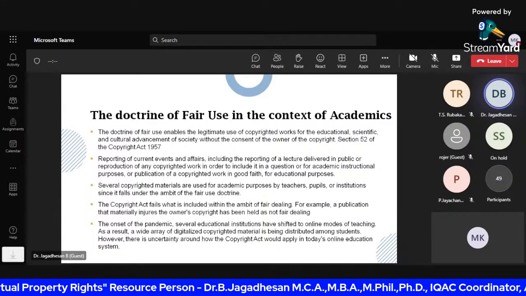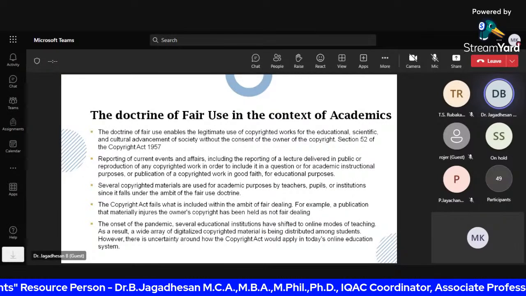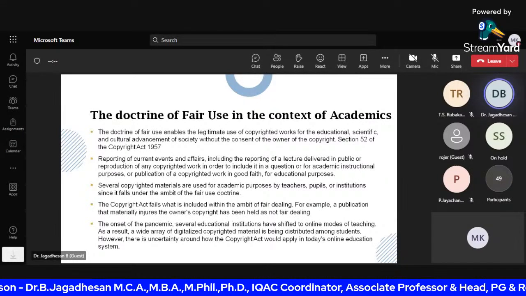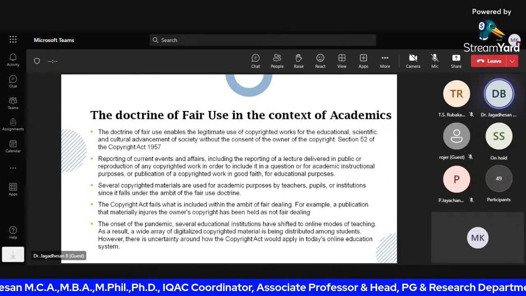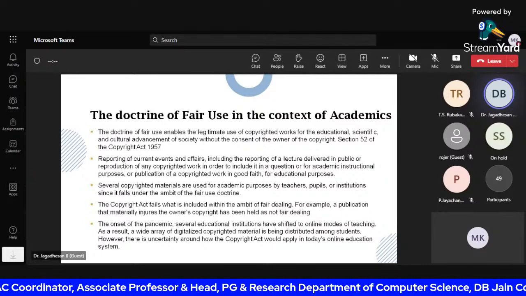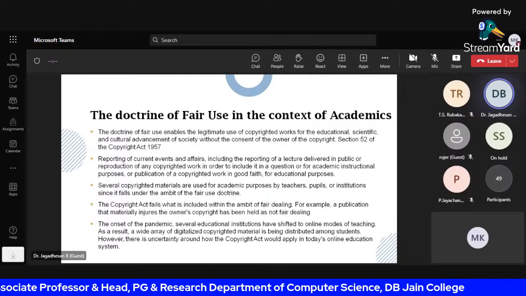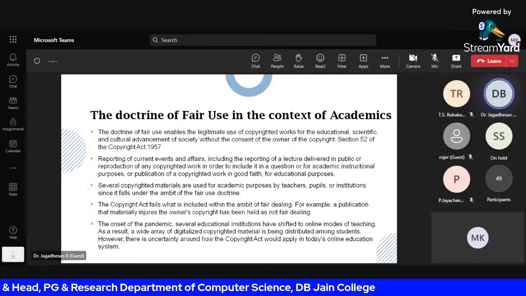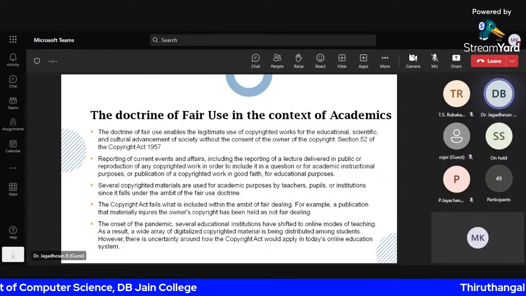I think this session is to differentiate between which one is legal and which one is illegal under the terms of copyright, under the title of intellectual property rights. The Copyright Act spells out what is included within the ambit of fair dealing. For example, a publication of material which injures the owner's copyright has been held not to be fair dealing.